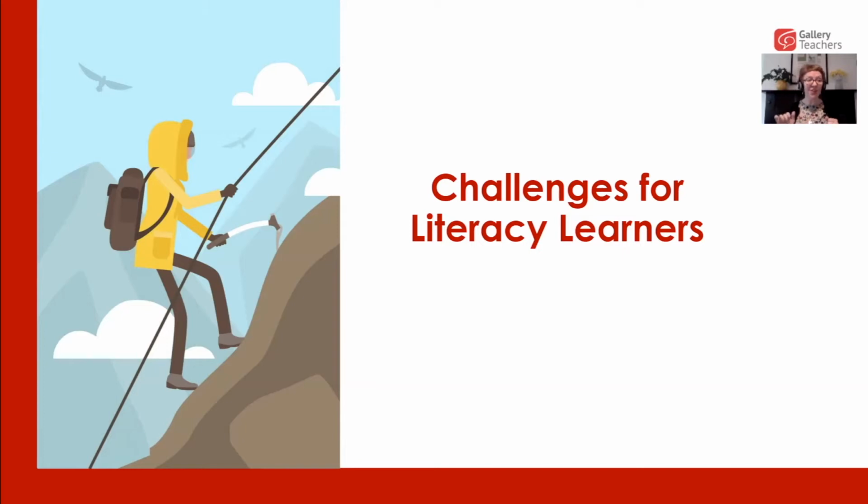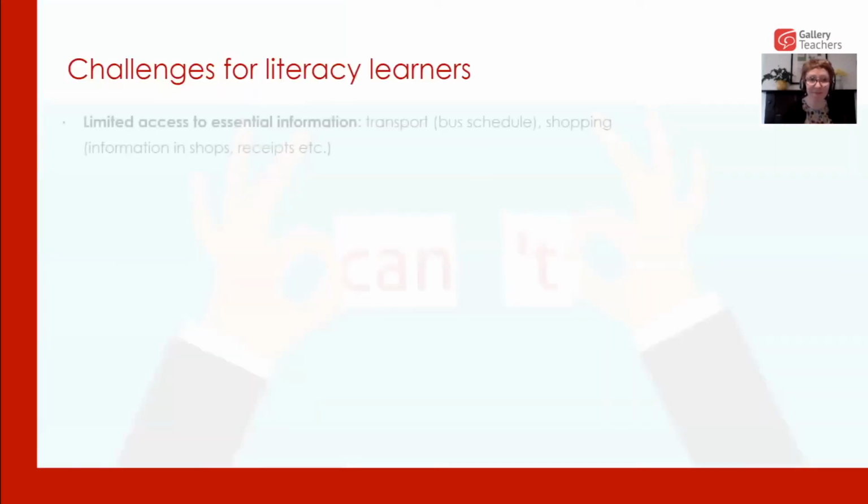I can register my son in a local primary school. I know how to fill in the form. I can make an appointment with my GP. I know that I can even go online and do that these days. But again, if you're having literacy issues, all those things are a lot more difficult. So there's a very limited access to essential information, whether it's transport, shopping.